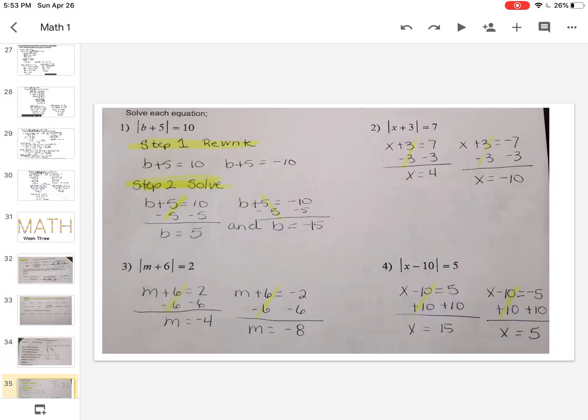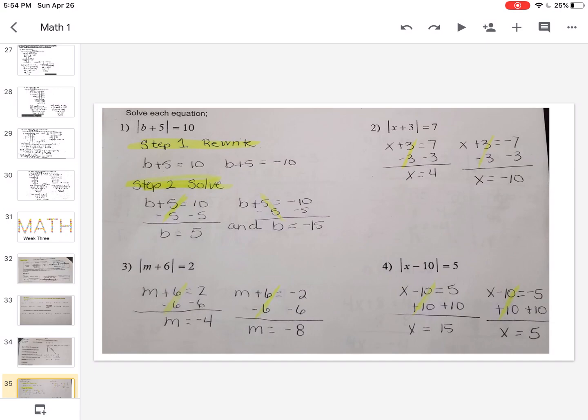So let's look at the first one. |b + 5| = 10. So you have two solutions and two problems. You rewrite the problem, b + 5, b + 5. The only difference is the 10, and the first one is positive, and the second one is negative. And then step 2, solve. You're just getting b by itself by subtracting off the number, which in this case is 5.